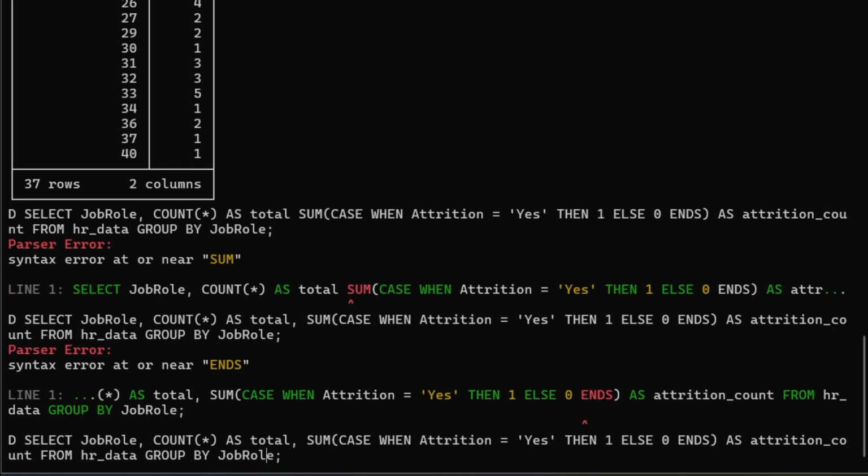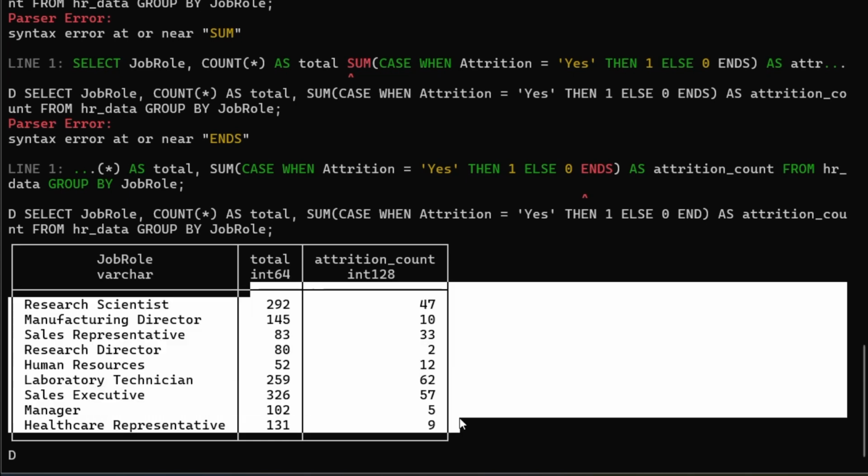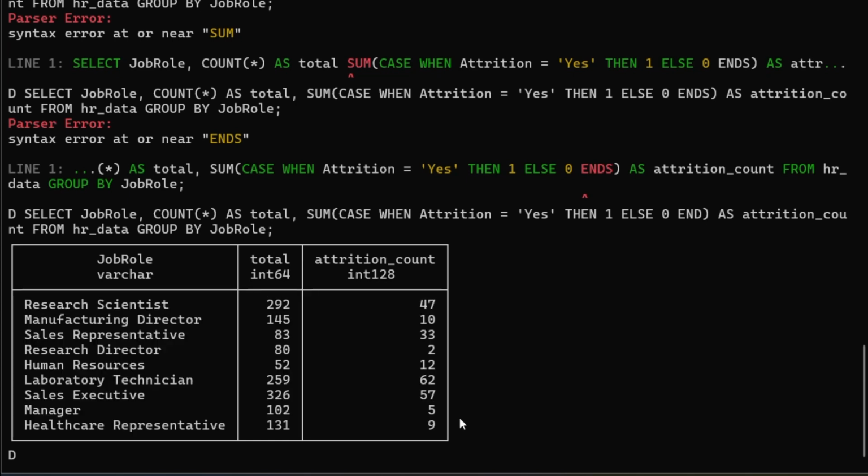So the error shows here in the place of end. Okay, so it's end, not ends. This is how we fix errors, how we correct our errors, debug it, and we get research scientist, manufacturing, sales representative, and many more, with the total and the attrition count. So we need to find the percentage and find which has the highest. But for now, this tells us which role has the highest attrition.